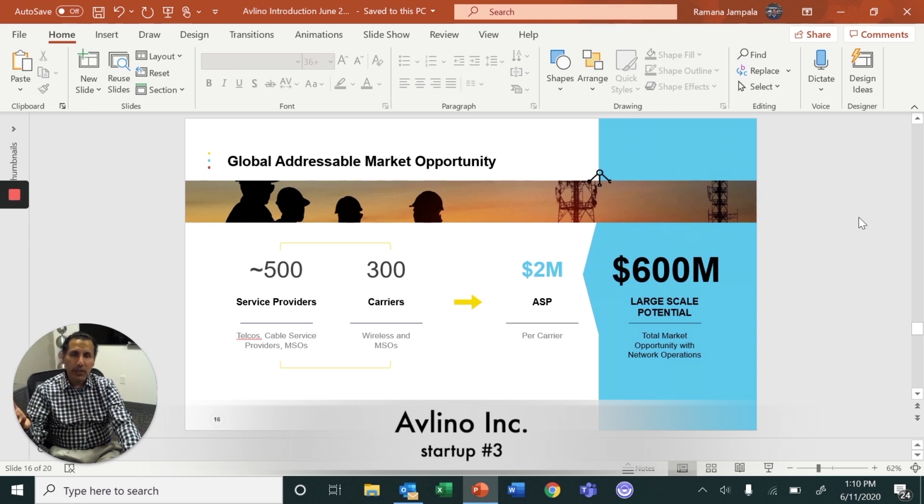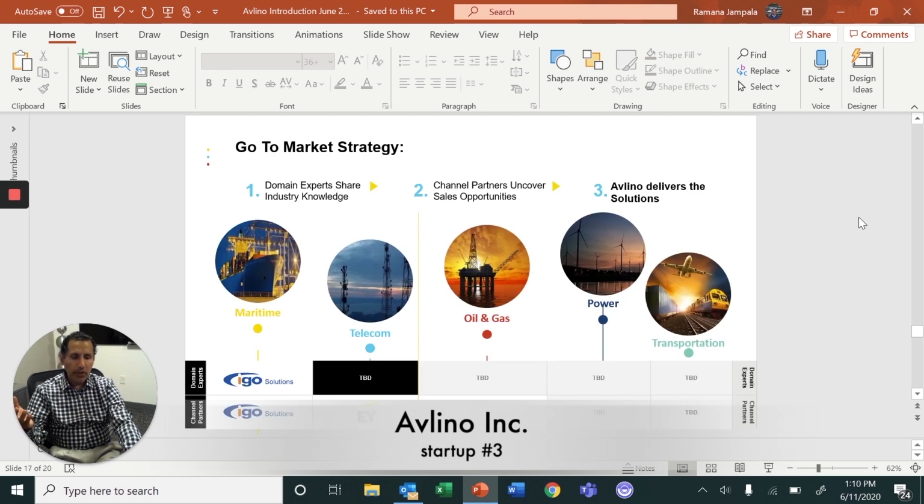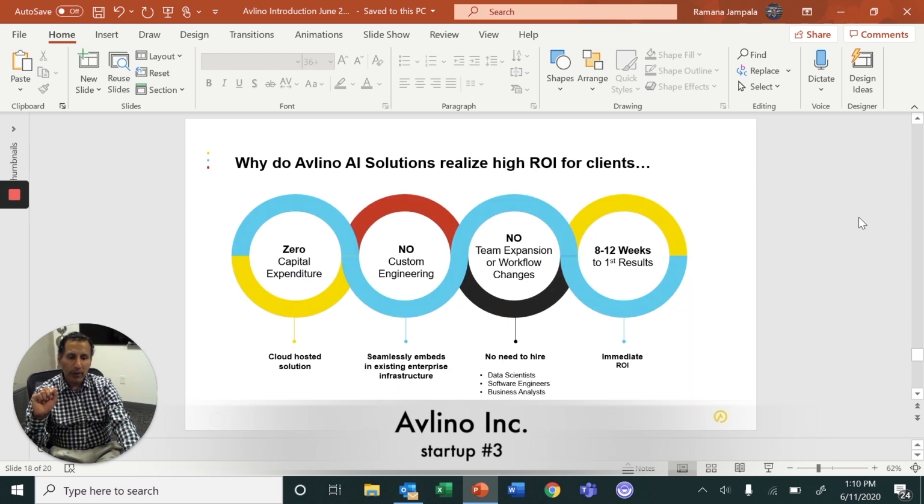Market opportunities in marine terminals is close to $1 billion, whereas in telecommunications, it's over $600 million. And as I mentioned, in our go-to-market strategy, we do good data engineering and data science, and we partner with a domain partner who understands that vertical well.